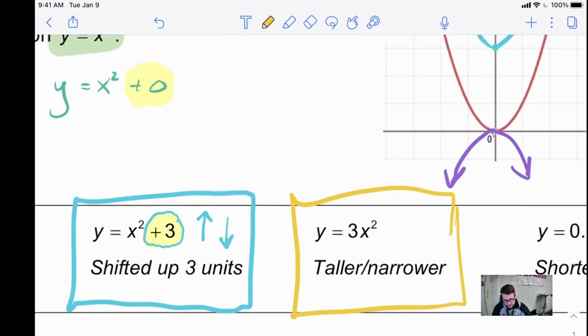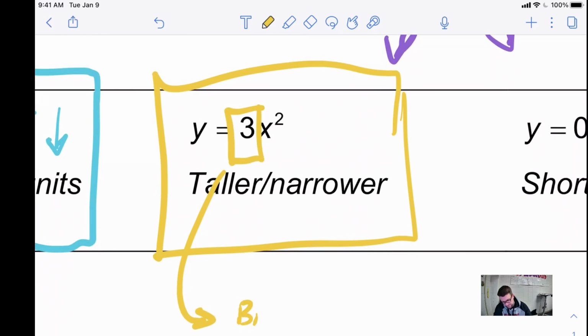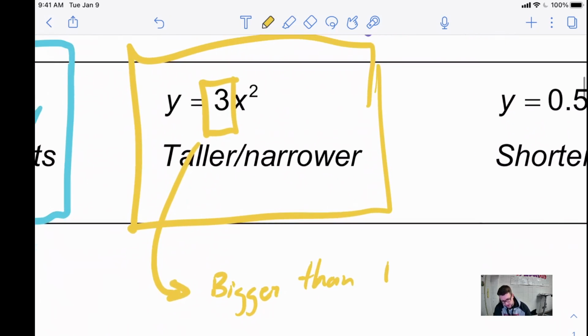And what this is going to do is make our graph taller or narrower. So the way that this one works is if there is a number in front of that ax squared, again, if it's a negative number, it's going to be that flip. But if it's any other number, if that number is bigger than 1, then it is going to make our graph taller or narrower. So this is what we call a vertical stretch.